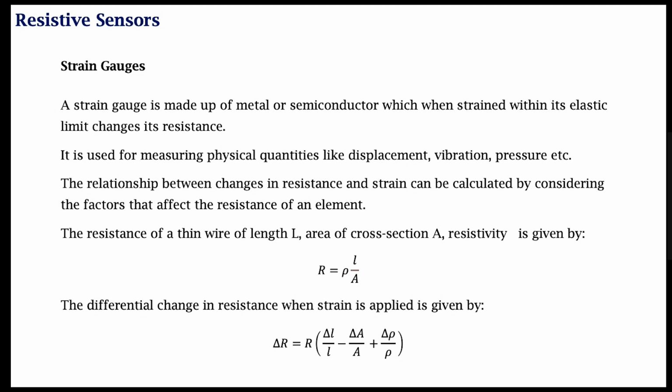So what we know from high school physics is that the resistance of a thin wire of length L, an area of cross section A, and some resistivity rho is R equals rho L by A. For a metal, rho is a constant, but L and A will change depending on the dimensions, depending on the force or the pressure that it is taking, depending on the mechanical changes that it is undergoing. But rho will not change for a metal.